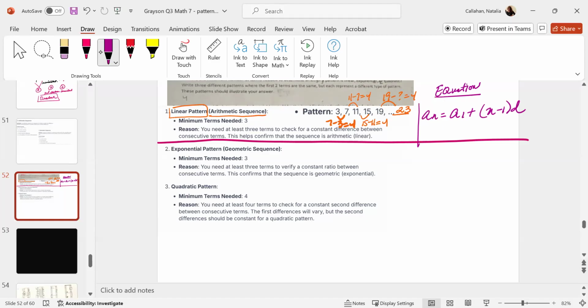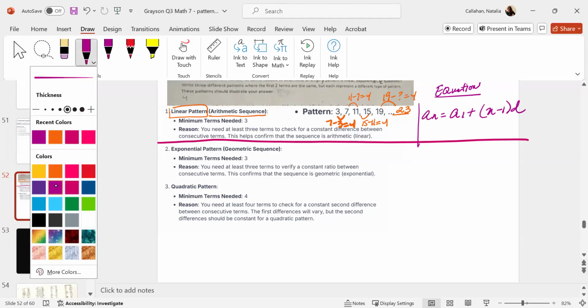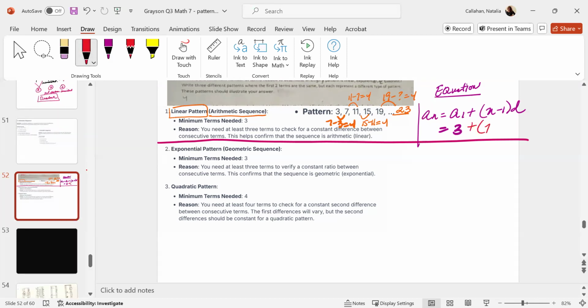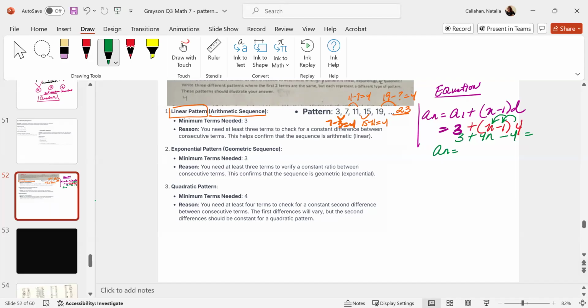So what's the first number in your sequence? 3 goes right there, right? Plus n minus 1. What is your slope here? 4, positive 4. So we put 4 right here, correct? And then we distribute it. Do you remember us doing that? Distribute the 4 into the parentheses. You have 3 plus 4n minus 4, right? And we're going to rewrite it. So you have a of n equals 4n minus 1. And this is your equation for that pattern.